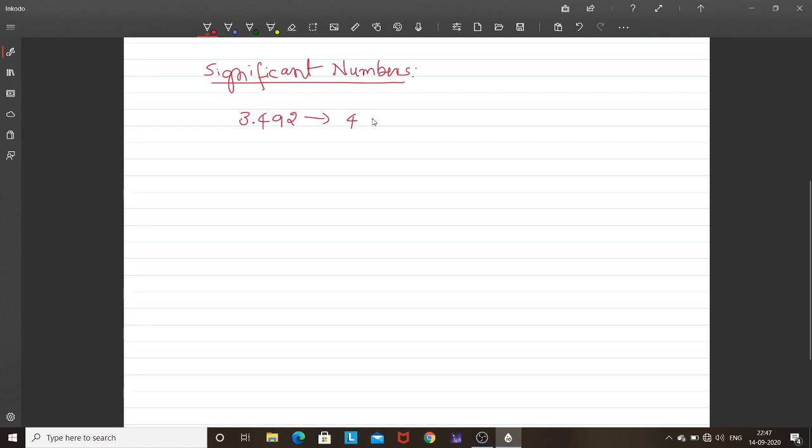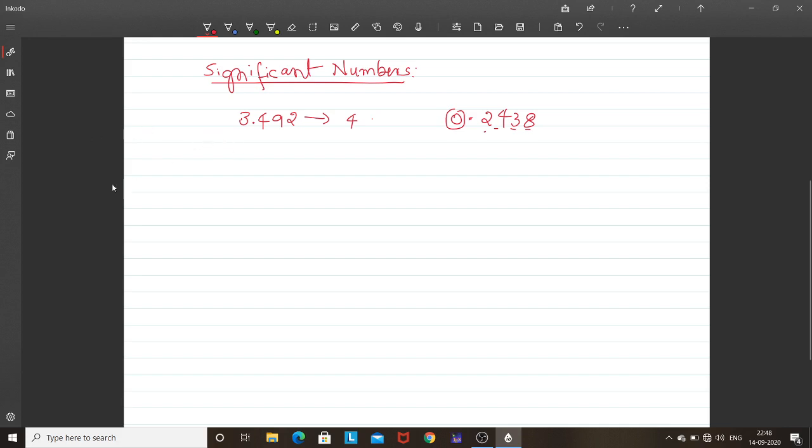Similarly, let me take one more example, 0.2438. Here we are considering only these four digits, 1, 2, 3, 4. This has 4 significant digits, where we are not considering the 0 before the decimal point. The role of 0 in this case is that it is used to fix the position of the decimal places.